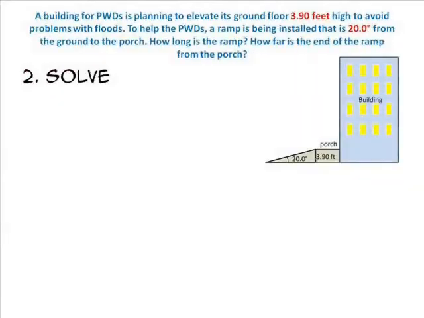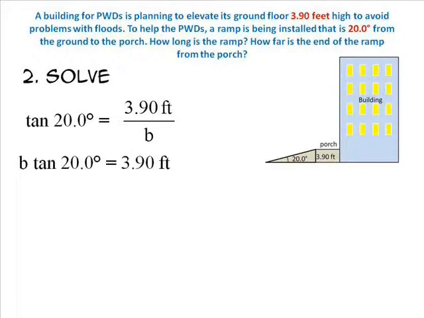Look at what we have. With this equation, we can solve for B and figure out what the length is equal to. So let's go ahead and solve the equation for B. To do that, we need to get B by itself on one side of the equal sign. So we need to take B and move it to the other side. To do that, we need to perform cross multiplication. Right now, it's being multiplied. Over here, we get B tangent 20 degrees is equal to 3.90 feet.